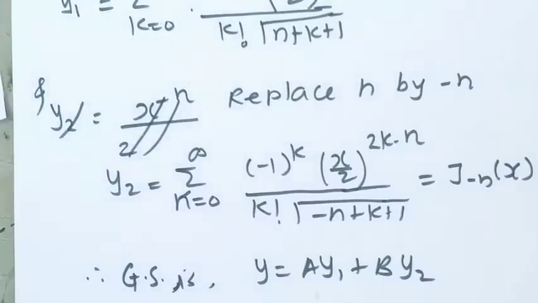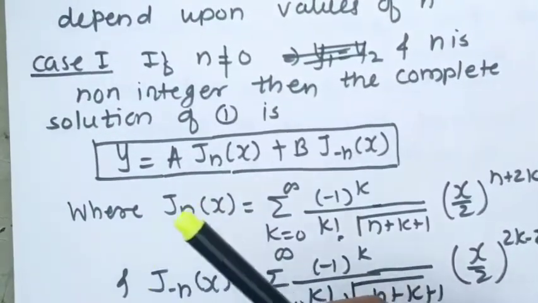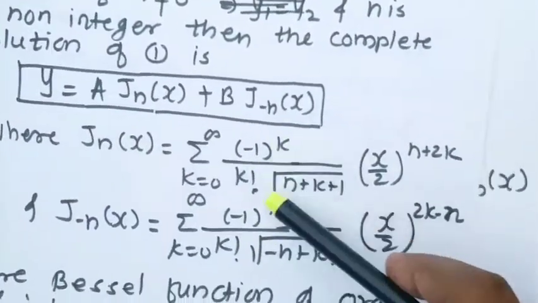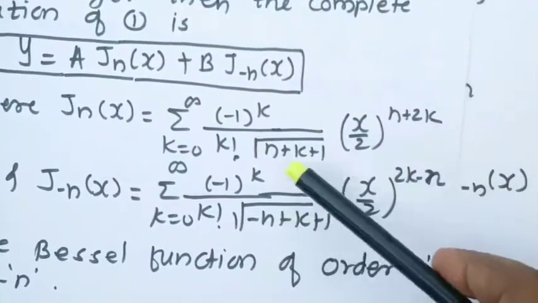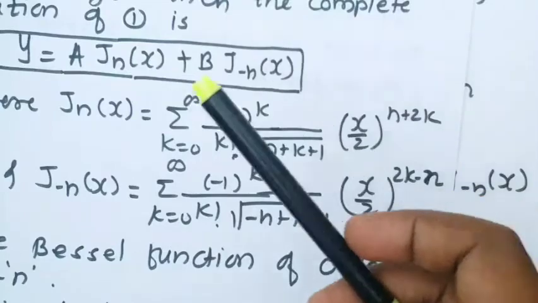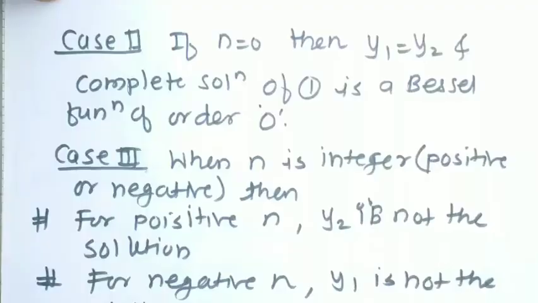This is the final general solution of the Bessel equation, a J n x plus b J minus n x, and these functions are very important. These are the Bessel functions of order n and minus n. In the coming lecture we are going to take the relation between these two, and there you will need these two values.